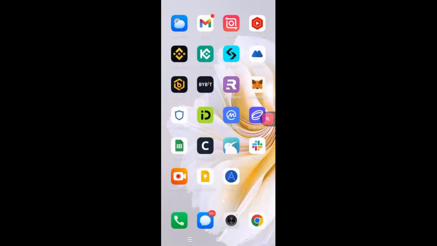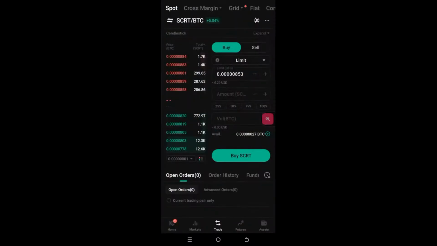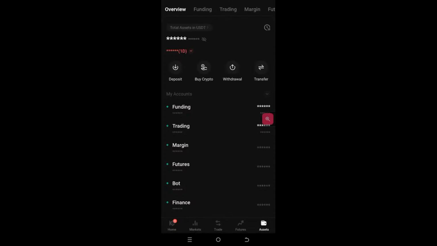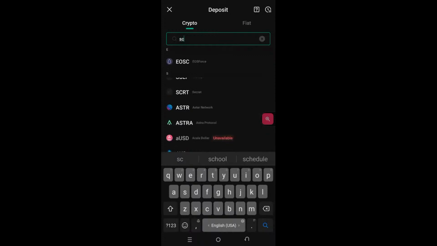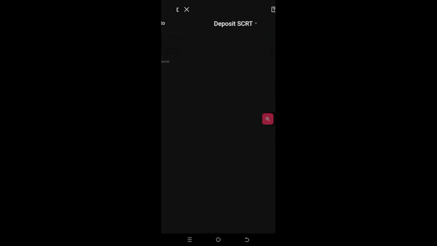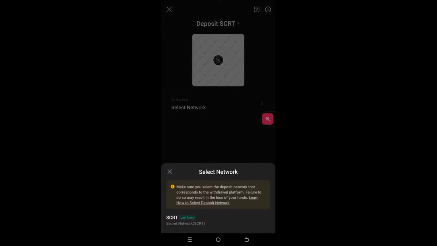Okay, like I told you, it's a dependency upon a dependency. Okay, so now the next thing we're checking is deposit, right? Can we deposit SCRT here? Of course, it looks like we can. But what's the network? Ooh. Can you see what I'm seeing here?